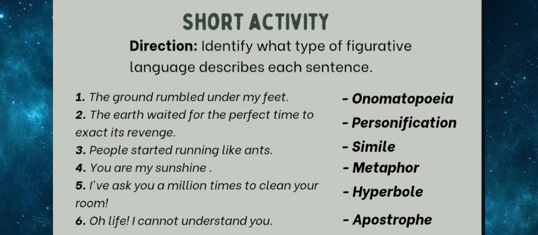Number 5, I've asked you a million times to clean your room. As we all know, it is impossible to ask a million times to clean the room. This is just an exaggeration of asking many times. So this is an example of hyperbole. The last one, number 6: oh life, I cannot understand you. The person is talking to an inanimate object, which is life, and if a person talks to an inanimate object or to a person who is not there, it is an example of apostrophe.